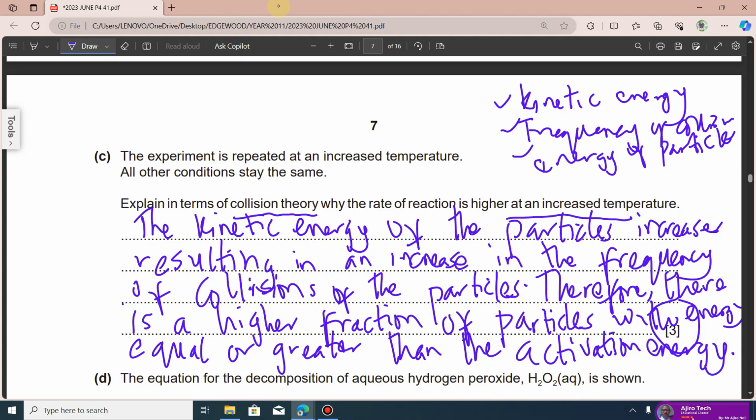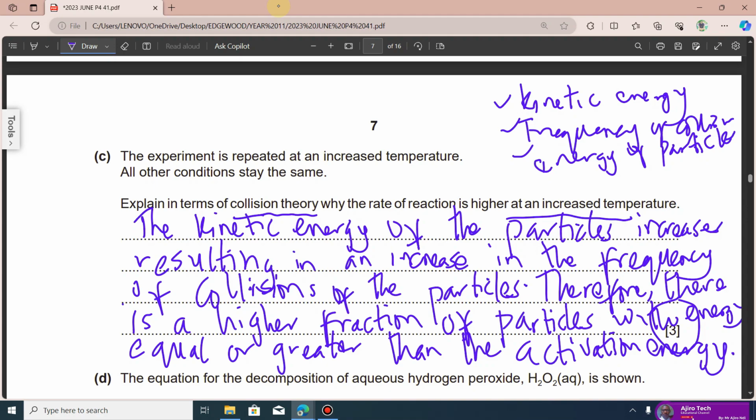That was why I began that at an increased temperature, what happens is that the kinetic energy of the particles increases. And this results in an increase in the frequency of collisions of the particles. Therefore, there is a higher fraction of particles with energy equal to or greater than the activation energy. Okay, and that is how to explain in terms of collision theory.